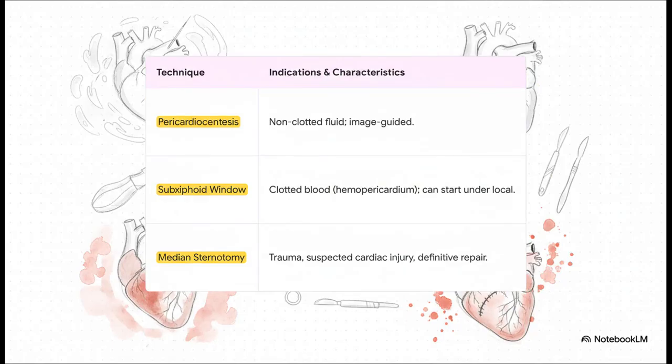For a simple fluid effusion, a needle pericardiocentesis might do the trick, but for our post-op patients with clotted blood, a surgical subxiphoid window is usually necessary. The huge advantage here is that the surgeon can often start this under local anesthesia and sedation, getting some of the pressure off before we have to commit to general anesthesia. And for major trauma or a surgical bleed, a full sternotomy is the only way to go.